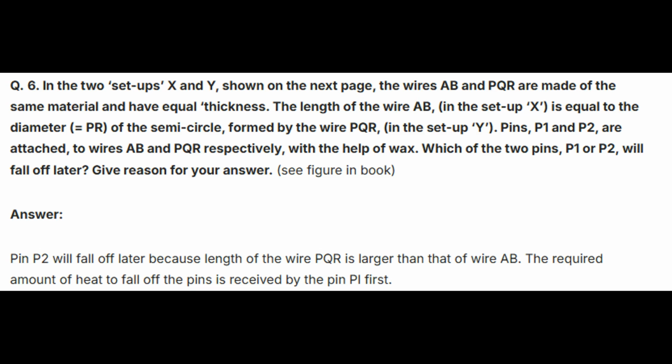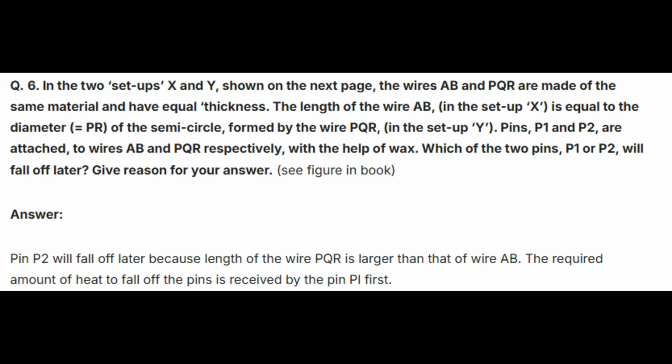Question 6. In the two setups X and Y shown on the next page, the wires AB and PQ are made up of the same material and have equal thickness. The length of the wire AB in the setup X is equal to the diameter PR of the semicircle formed by the wire PQR. In the setup Y, pins P1 and P2 are attached to wires AB and PQR respectively with the help of wax. Which of the two pins, P1 or P2, will fall off later? Give reasons for your answer. See figure in book. Answer.